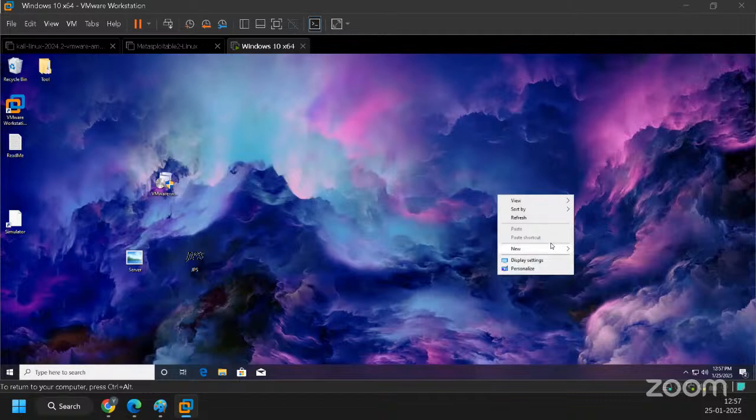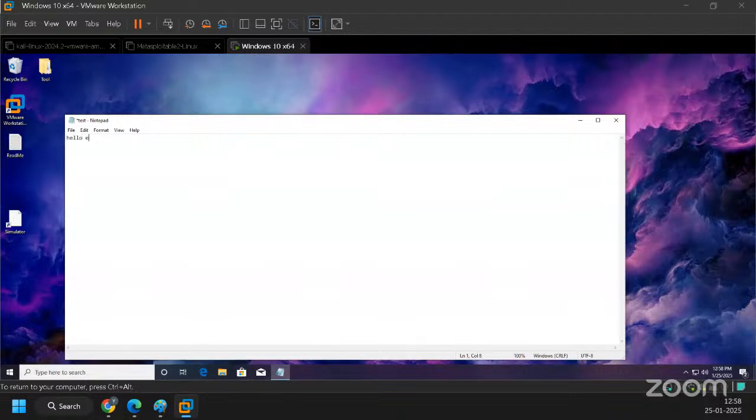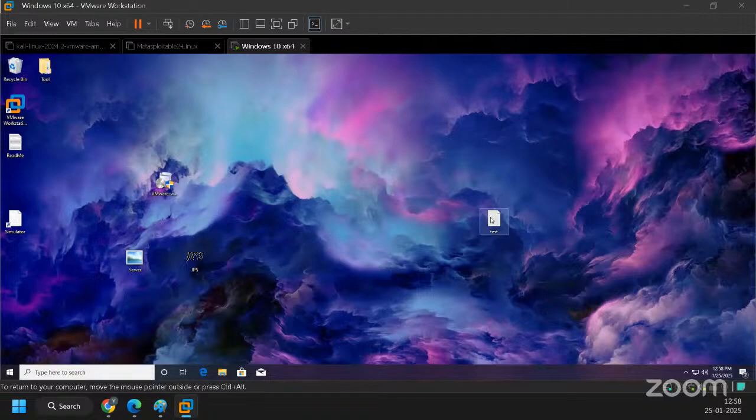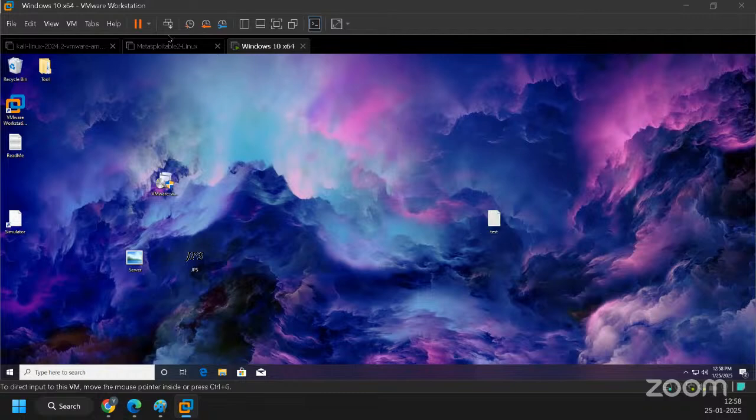So let me again quickly create the file over here also. And now let me show you the properties: 58 bytes and size on the disk 0 bytes. So next, I'm going to restart my Windows.